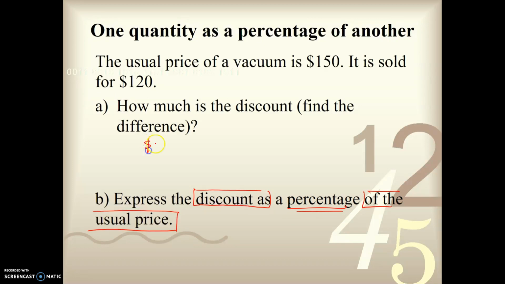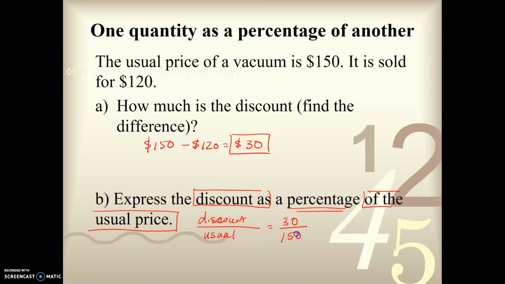Okay, so what's the discount on my vacuum? Well, if the usual price is $150 and it's sold for $120, the discount is the difference between the two. So the discount in this case is just going to be $30. And then it says down here in part B to express the discount as a percentage of usual price. So discount over usual. So that's going to be 30 over 150.